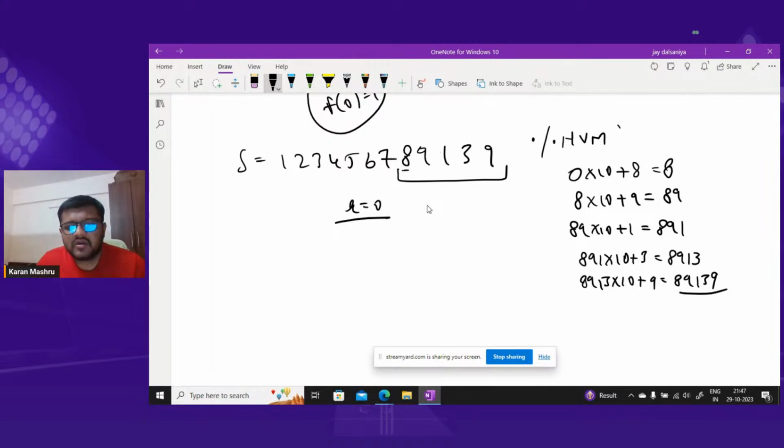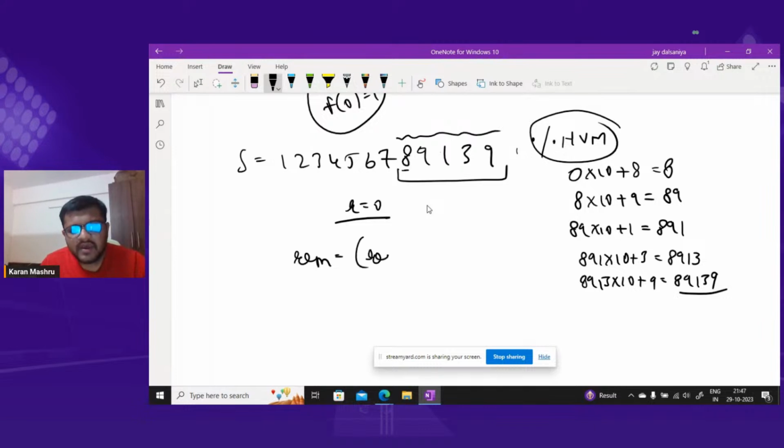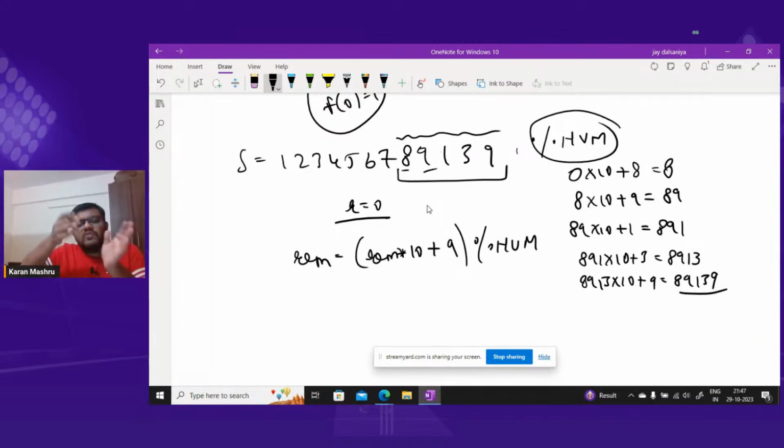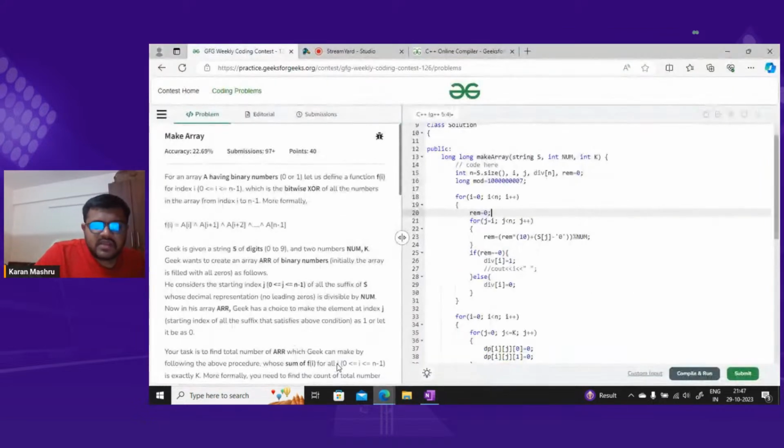Now there is a concept for modulo: if you take modulo for the complete number or at every step, it will give you the same result. So what I will do is traverse this digit by digit, and at every step I will say remainder equals remainder multiplied by 10 plus the digit at that place, suppose it is 9, so plus 9, and modulo num. Okay, so even if you take digits one by one and take modulo at every step, it will give you the result, because we cannot store that big a number.